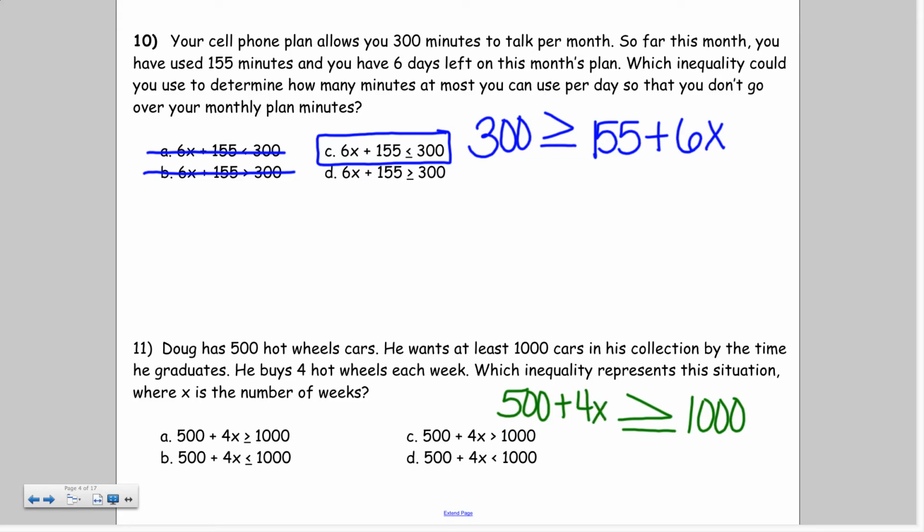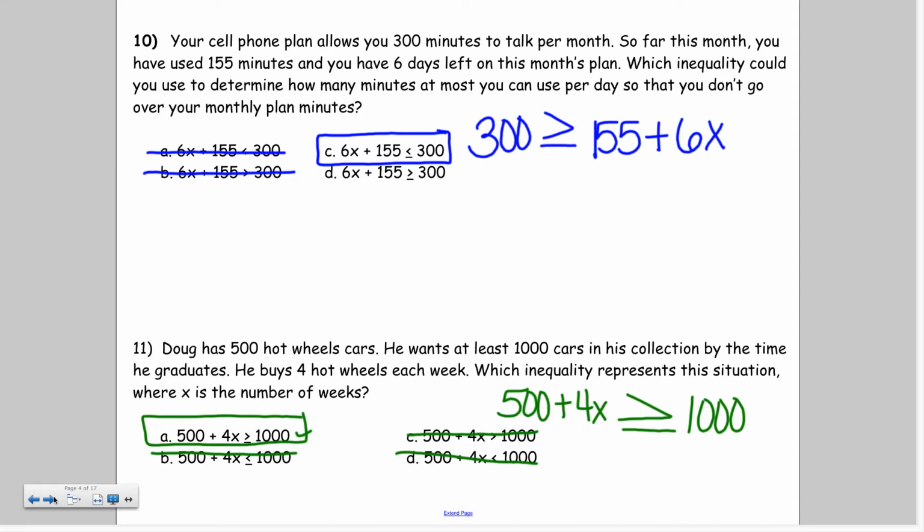All right, so now let's find the one that represents this. If we look at these, we have 500 plus 4x is greater than or equal to. That one would work. 500 plus 4x is less than. That means at most we would have 1,000, and he wants at least. So he wants more than that. All right, C, 500 plus 4x is greater than 1,000. That would work. The only thing is he would like to have 1,000. If he can have more, that's good. But this one doesn't have the equal to, so we wouldn't use it. Then 500 plus 4x is less than. So we don't want less than 1,000. We want more than. So A is going to be our answer.